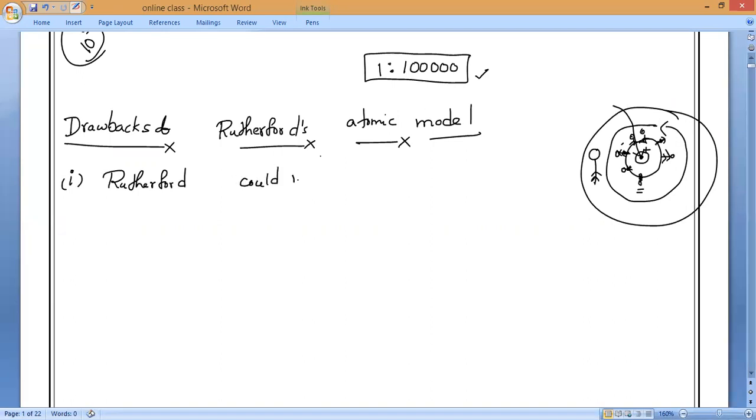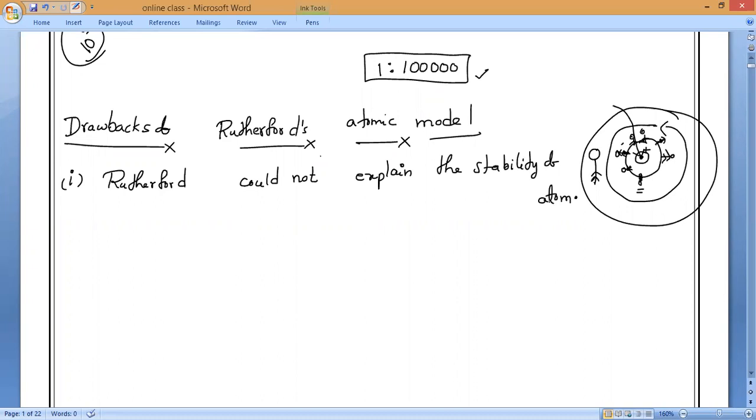Rutherford could not explain the stability of the atom. That is the one major drawback.